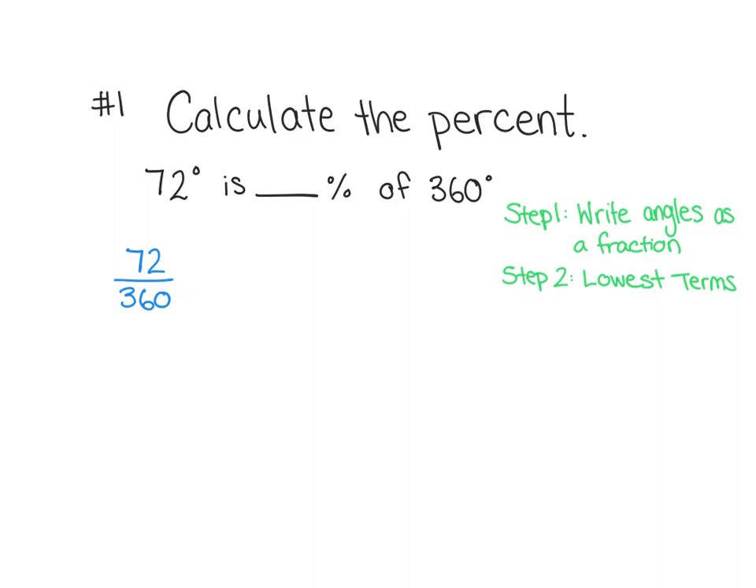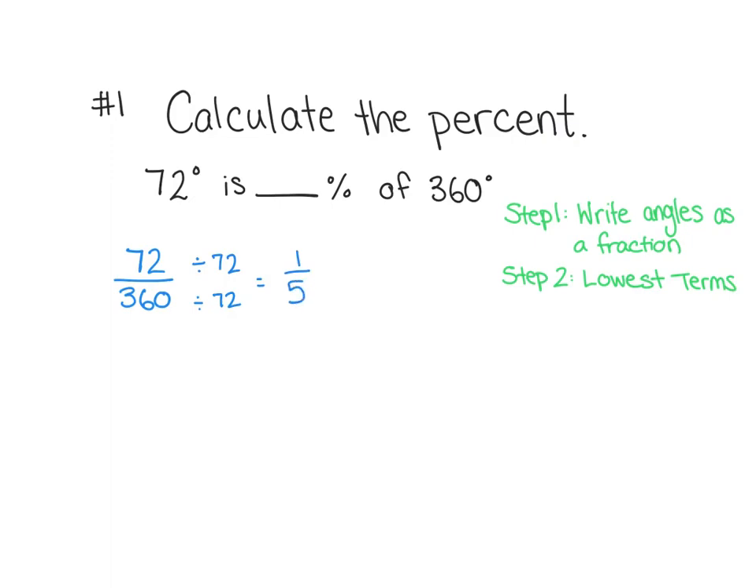Now, to put it into lowest terms, there's 2 ways. The first way is we could find our greatest common factor for 72 and 360. And so you might be able to tell with your calculator, or you might just know that you can actually divide both 72 and 360 by 72, which would give you 1 out of 5.